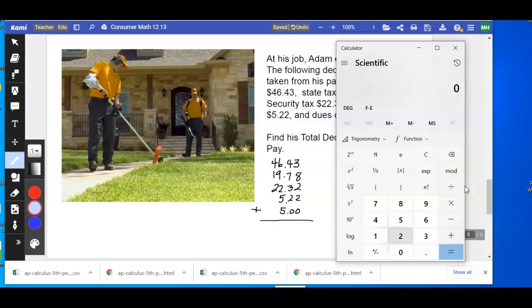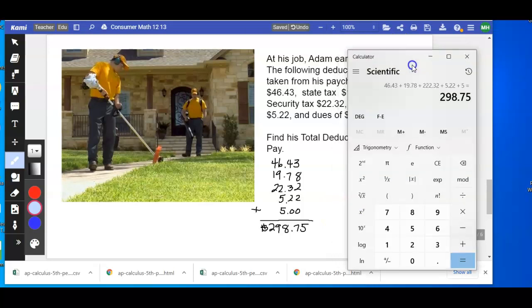Clear. So $46.43 plus $19.78 plus $22.32 plus $5.22 plus 5 equals $298.75. That's a lot of money, isn't it? And that's all going to get taken out. $298.75 would be my total deductions.